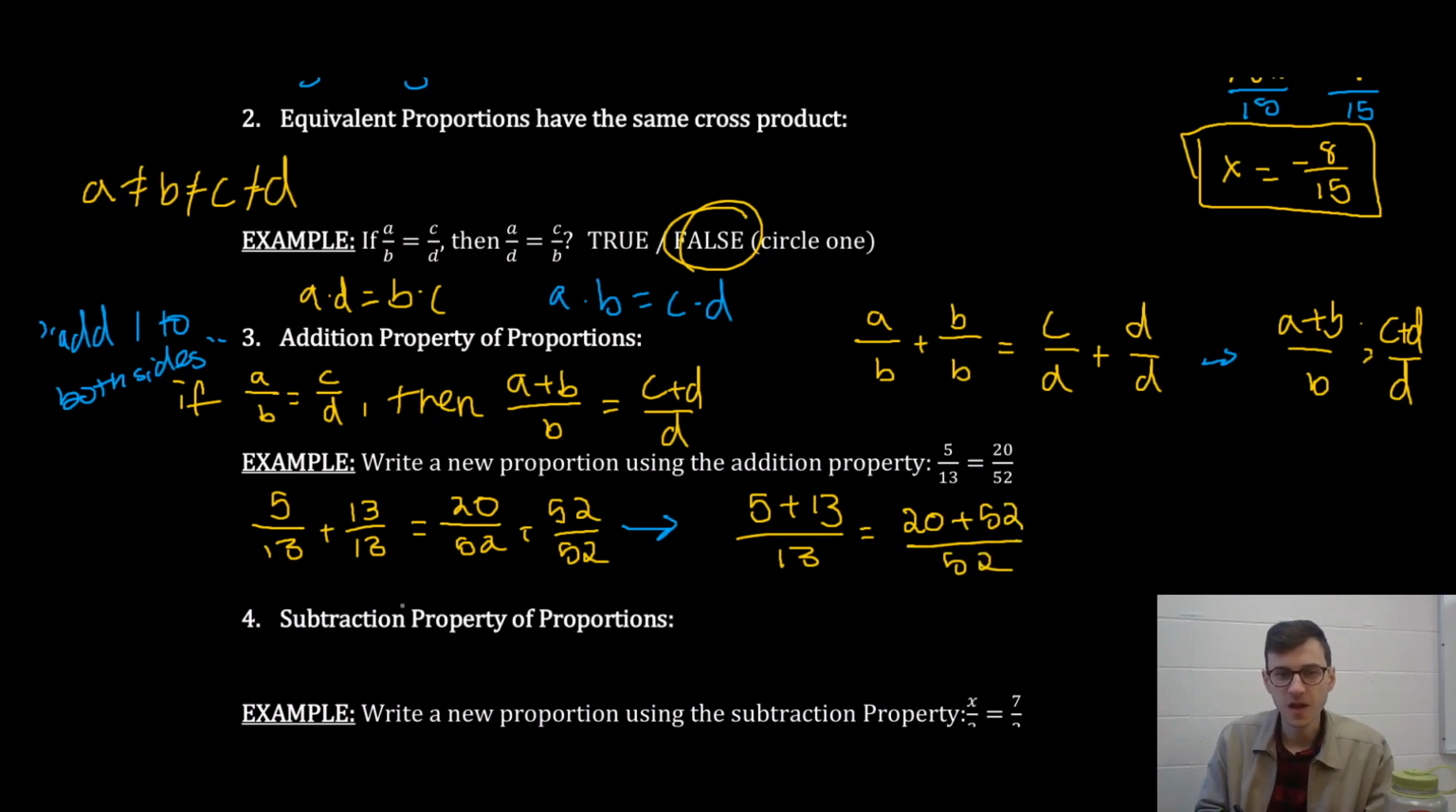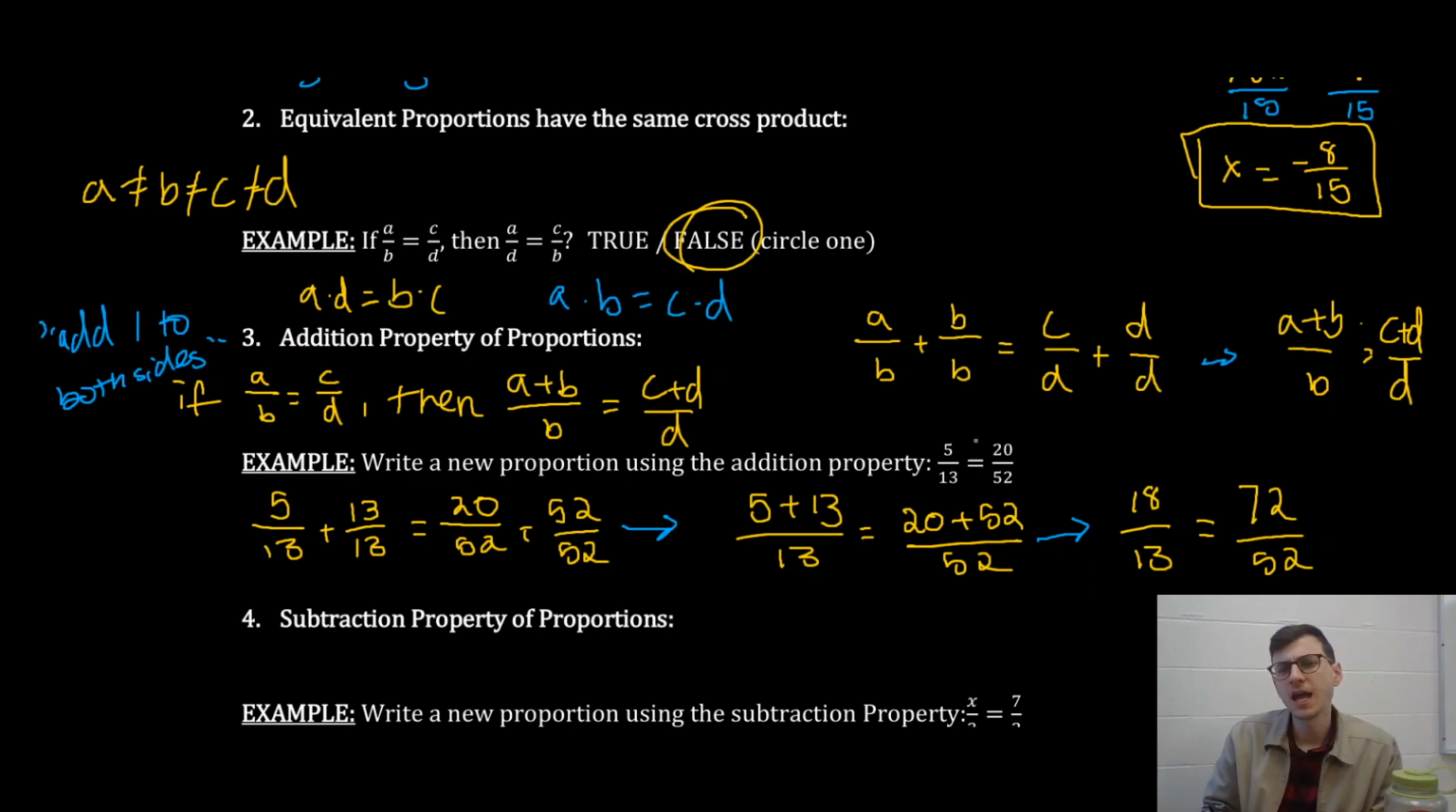And this first step's not really necessary, but I just wanted to remind you that we are adding 1 to both sides. I'm not adding 13 to both sides. I'm really just adding 1. Okay. So then 5 plus 13 is 18 over 13 equals 72 over 52. So this is an equivalent proportion. Well, I guess this is also a true proportion. Since this is true, this is also true.